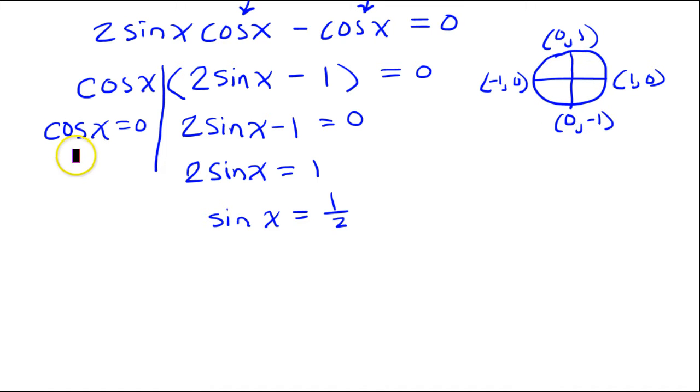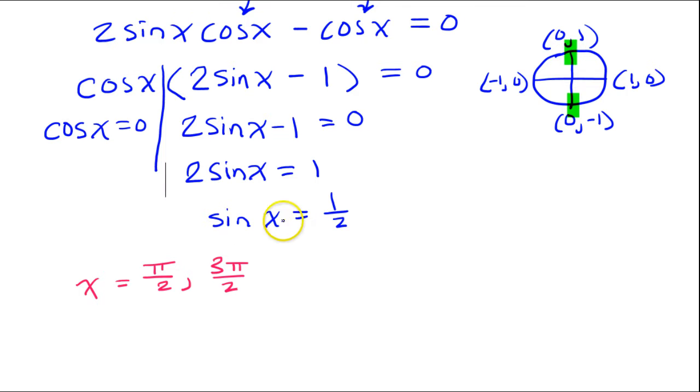Cosine is an x value on the unit circle. So where's the x value equal to 0? Here and here. See how the x values are 0. So that gives us 2 solutions so far. We have x is equal to pi over 2 and 3 pi over 2. Now let's look at the other side.